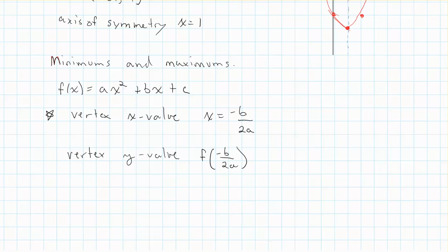Now, if a is greater than 0, f of x has a minimum at the vertex.